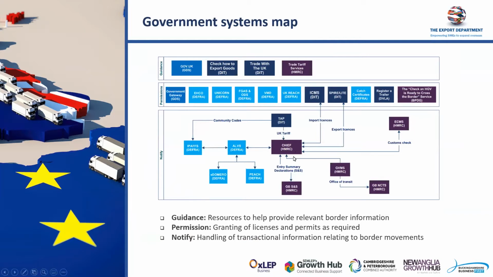But then you've got a number of different systems and bodies that are involved in the declaration, whether it be on a permission basis or whether it be on a notification basis. So on the permission side, you've got ECHO, which is the Export Health Certificates Online. You've got VMD, which is the Veterinary Medicines Directorate database. You've got UK REACH, which is the Chemicals Registration Database. And then on the notification side of things, you've got IPAFFS, I can't say that today, which is the Imports of Products, Animals, Food and Feed System.